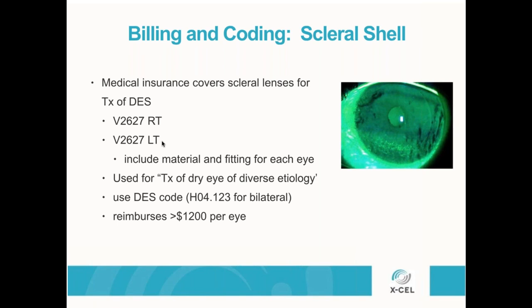In my example, I charge $1,700 total for a bilateral fit: $450 per lens and $800 for the fitting. I just split that in half and put $850 on one eye and $850 on the other, because these are bundled codes. They include services and materials, so you'll include both the contact lens and your fit for the right eye and left eye. That's all you do. If you only fit one eye, it'll just be one line, V2627 with either the RT or LT modifier after that. Then just connect it to a dry eye code. There are some other codes that'll go with it.